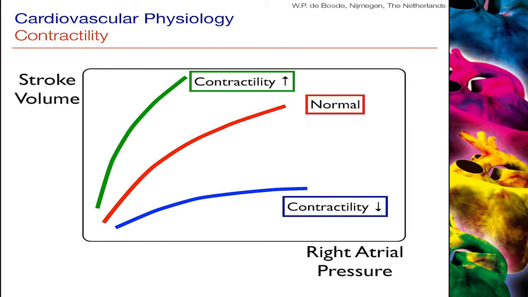Normally, the curve will look like this. When contractility is decreased, you get a more flattened curve, or when you increase contractility, for example, with inotropes, you get a steeper curve. With just a slight increase in preload, you get a high increase in stroke volume.